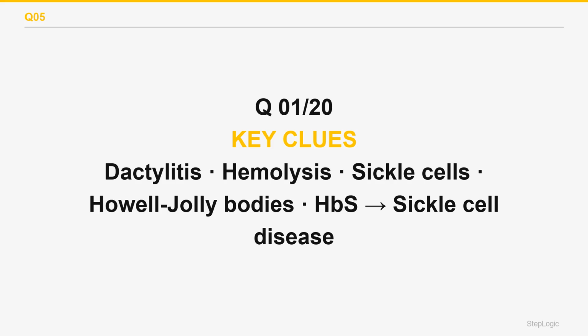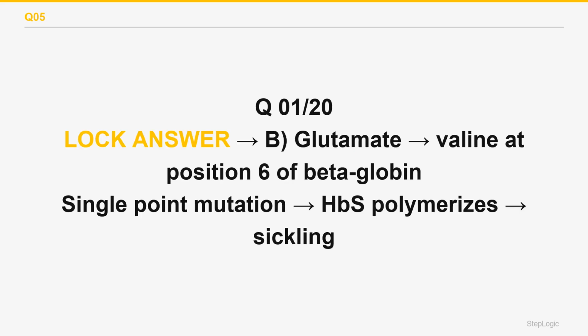Sickled cells occlude small vessels, causing painful vaso-occlusive crises and dactylitis, and they hemolyze, causing the anemia and jaundice. The Howell-Jolly bodies signal functional asplenia from repeated splenic infarction.